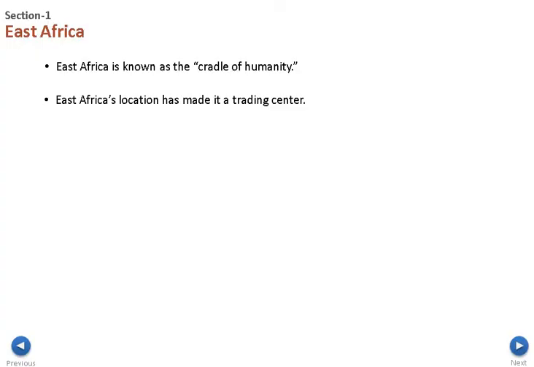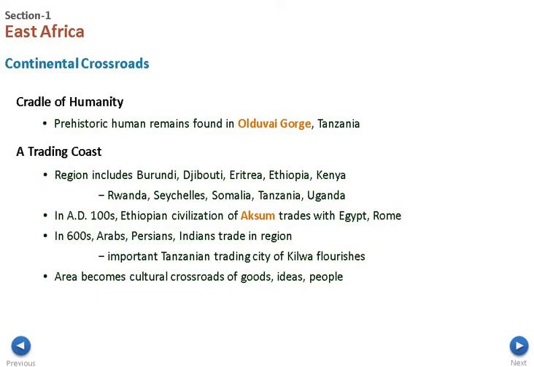So what we're going to look at is really why this area is the way that it is. First of all, like we said, prehistoric remains are going to be found in the Olduvai Gorge in Tanzania. These are some of the oldest prehistoric remains that we've ever found, and what that means is that these are some of the first people, or some of the oldest people that we have record of that lived in this area. It is a trading coast.